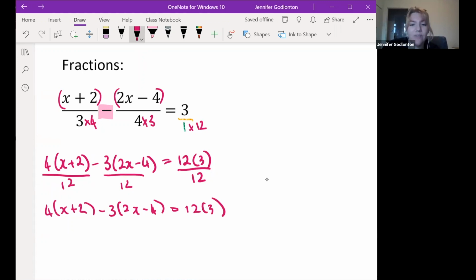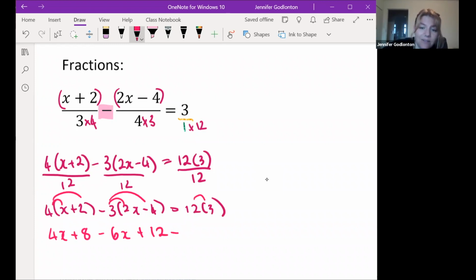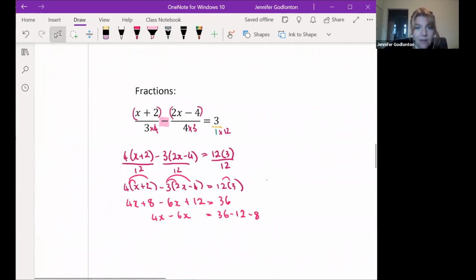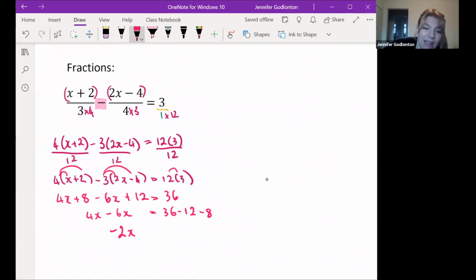Okay, now we just have a normal linear equation where we're going to do some distribution. So we're going to take that 4 in, we're going to take that -3 in, and we're going to multiply that 12. So we get 4x + 8 - 6x + 12 is equal to 36. We're going to keep our x's on one side, and we're going to move our numbers to the other. So we get -2x is equal to 16. Divide both sides by -2, and we get x is equal to -8.